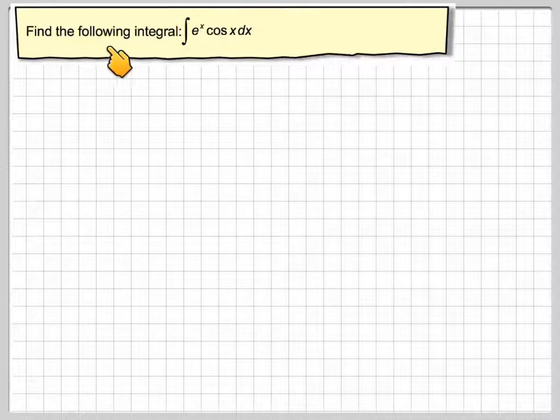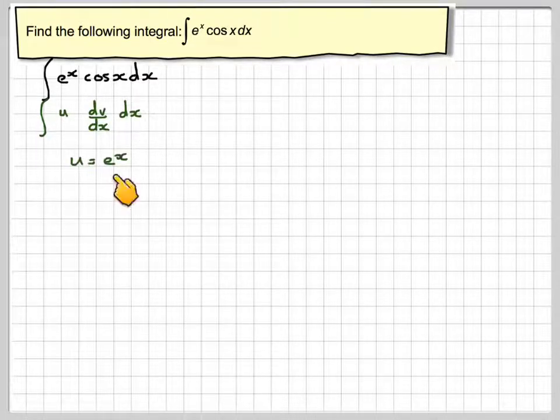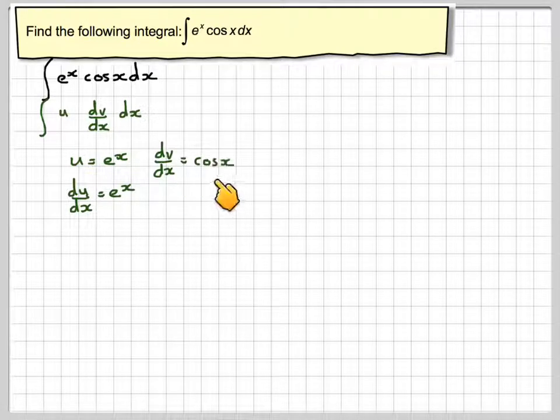Right, we're now going to find the following integral: the integral of e to the x cos x dx. It's a little bit of a strange one. So for the integral of e to the x cos x dx, using u dv by dx dx, let u be equal to e to the x, and du by dx will be the same, e to the x, differentiating that. dv by dx will be cos x, and if you integrate cos x, you get sin x.